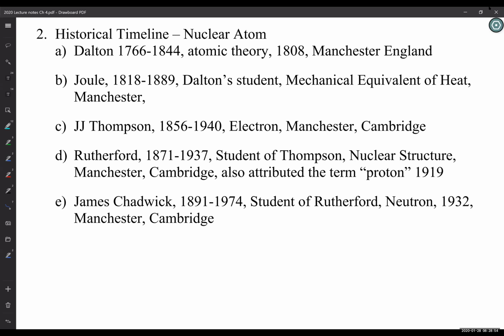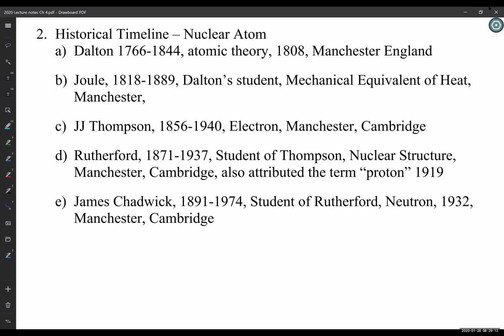And then it isn't until about the early 1900s that a guy named J.J. Thomson discovers the electron. So this is only, what, 120 years ago now. And before that, there wasn't like electricity or, right, the discovery of the electron.